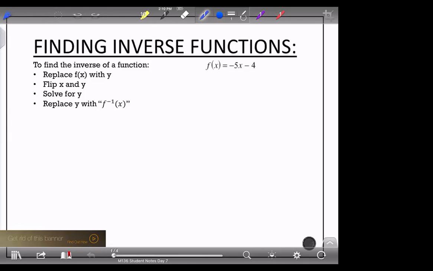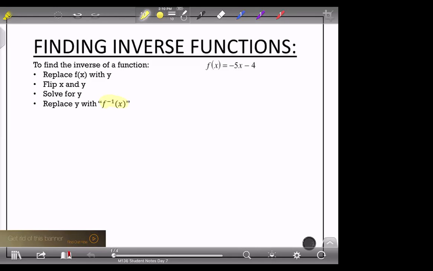Step number 3, you're going to solve for y. That could take a few steps just to do that. And then our last step is to take y back out and replace it with f inverse of x. So this is just the notation that tells us, hey, we took the original function f. The little -1 up there tells us that we took the inverse of it and the variable is still x.